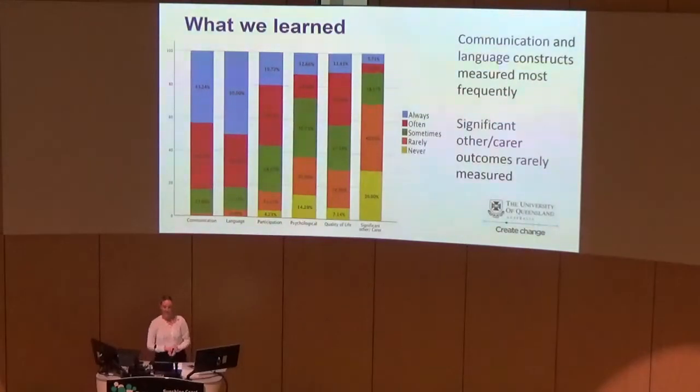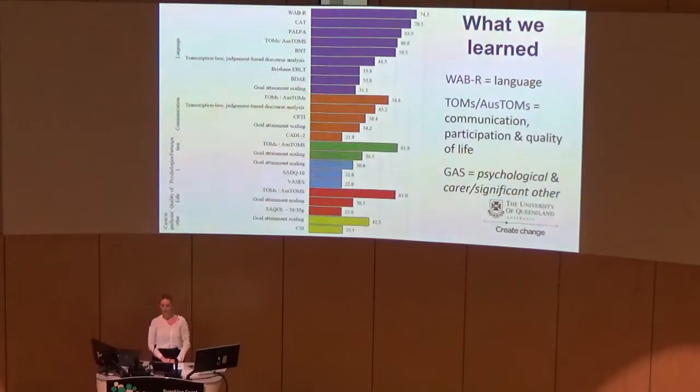So what did we learn? Communication and language constructs are being measured most frequently if we look at the always and often responses, whereas significant other and carer outcomes are rarely being measured in current practice. When we look at the tools being used for these constructs, there was a variety listed. These are all the tools reported by over 20% of speech pathologists in our survey. However, overall, for language, the Western Aphasia Battery was reported most frequently. And then for communication, participation, and quality of life outcomes, it was the Therapy Outcome Measures. And goal attainment scaling was being used for psychological and carer outcomes.